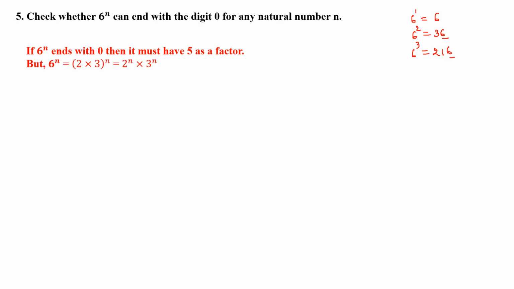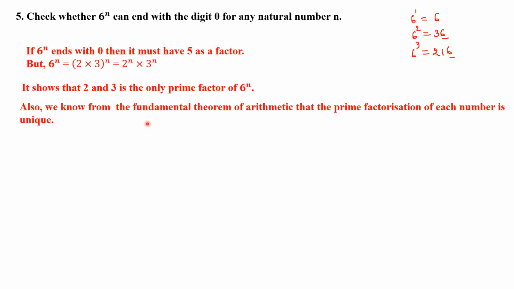For 6 to the power n, you can write 6 as 2 into 3. 2 and 3 both are prime numbers, and 2 into 3 whole to the power n can be further written as 2 to the power n into 3 to the power n. If you remember the laws of exponents, it says that if the power is outside, you can apply the power to both the numbers. It is 2 to the power n into 3 to the power n. And from here you can see that 2 and 3 are the only prime factors, isn't it? It doesn't have 5 as a factor.